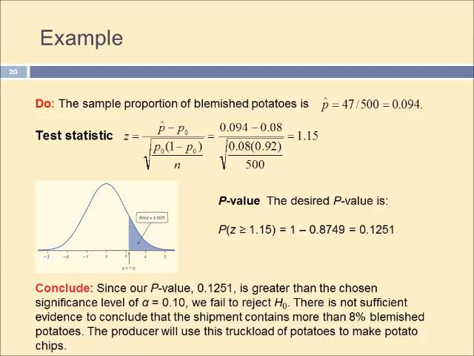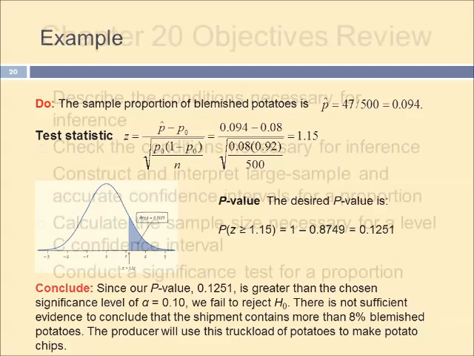So since our p-value, 0.1251, is greater than the chosen level of significance, 0.1, we fail to reject the null hypothesis. There is not sufficient evidence to conclude that the shipment contains more than 8% blemished potatoes. So the producer will use this truckload of potatoes to make potato chips.